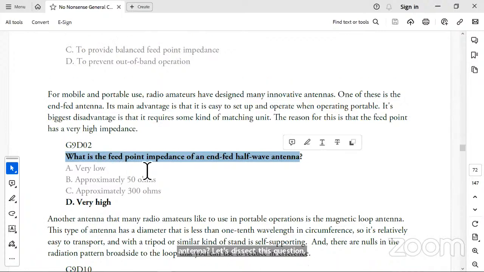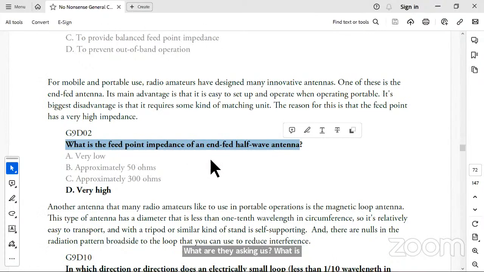What is the feed point impedance of an end-fed half-wave antenna? So remember we had shown where you have the half-wave dipole antenna, and if you shift the feed point in either direction towards the end, the impedance goes up. So this is the extreme case. We shift the feed point all the way to the end. So that's what we mean by end-fed half-wave antenna.